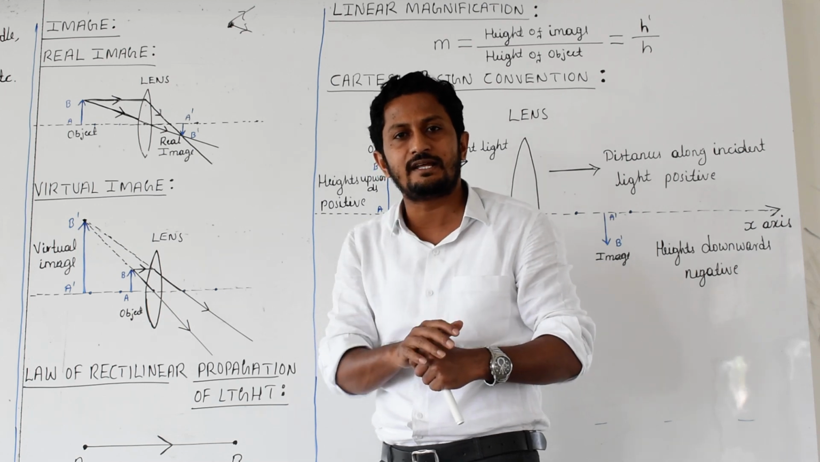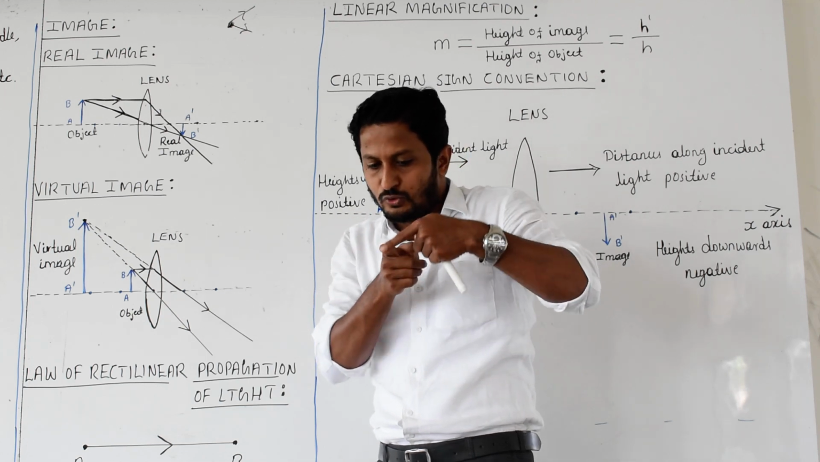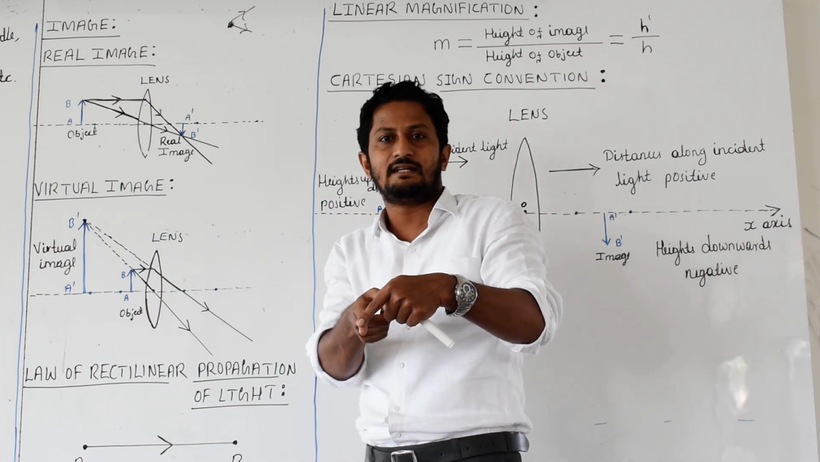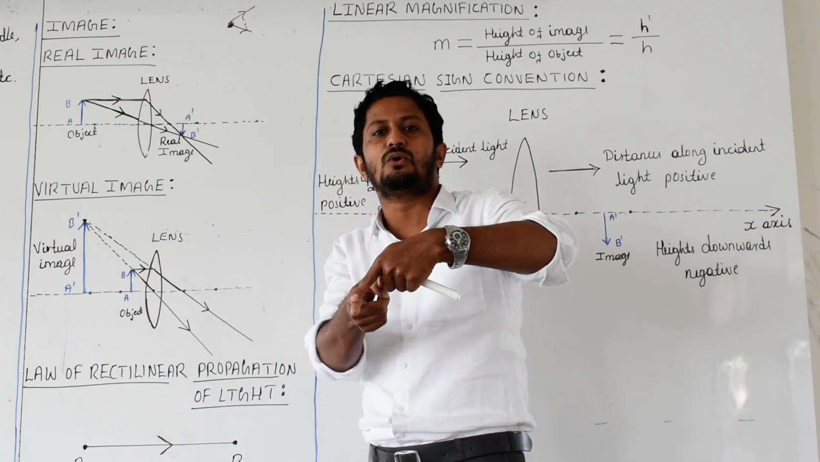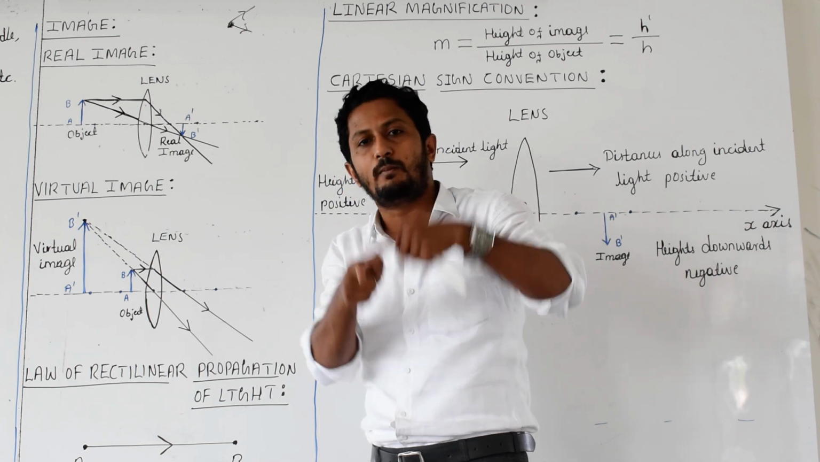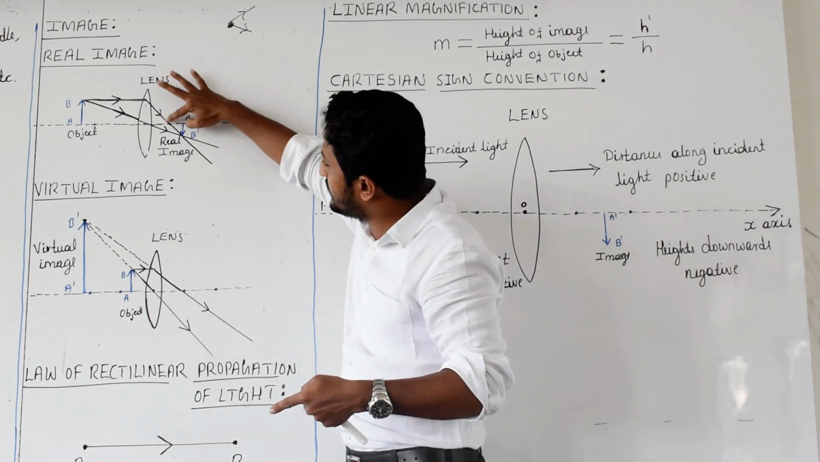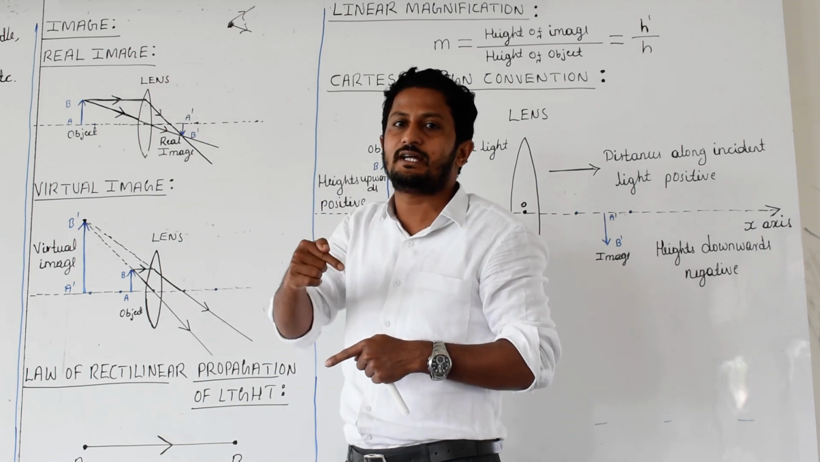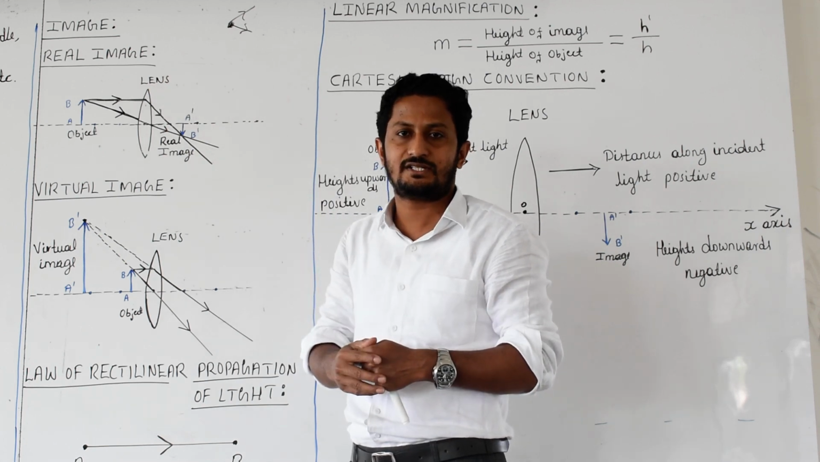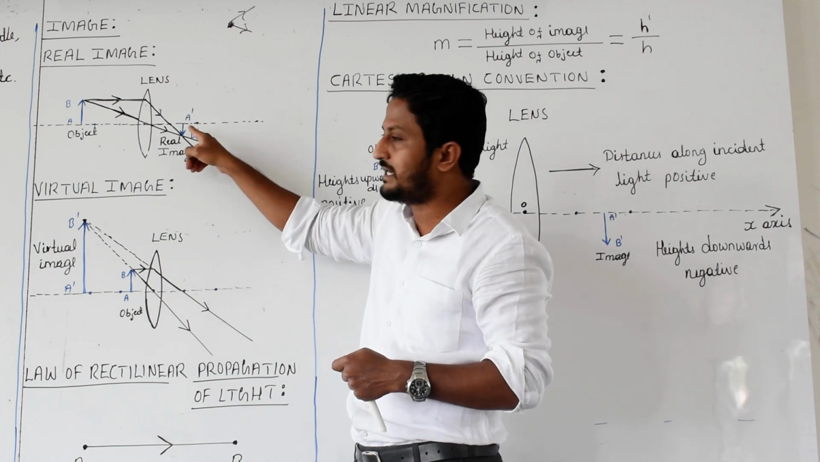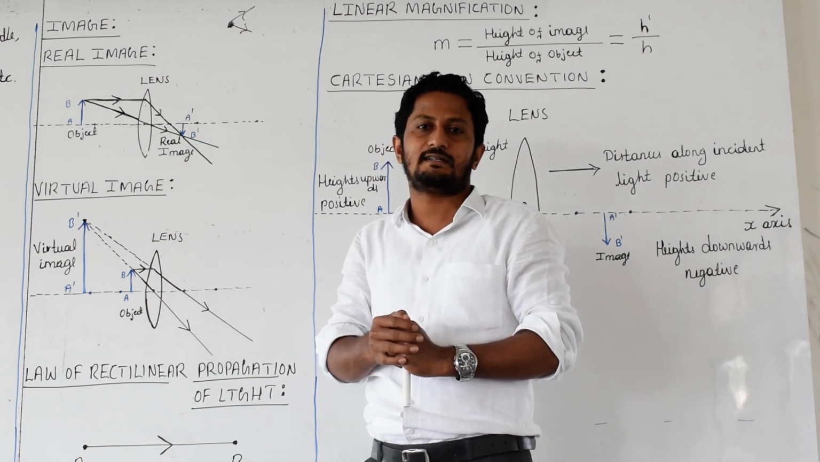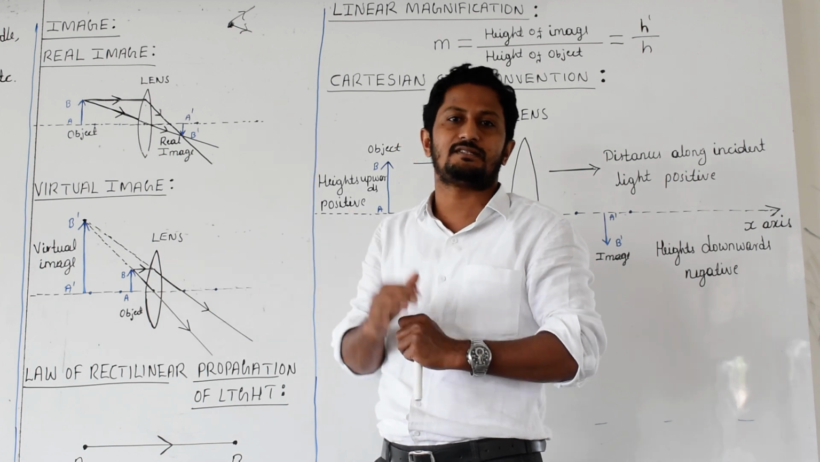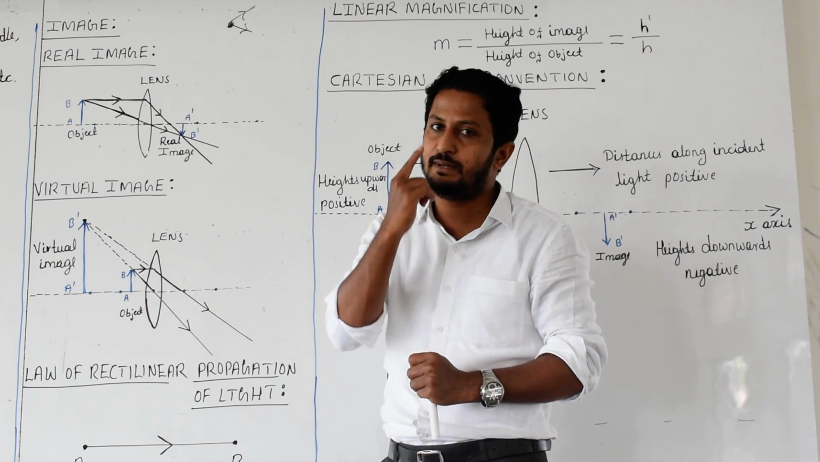Why do we call it real? Because those refracted light rays are actually going to merge. They are actually going to meet. So we call it a real image. Really, that image is existing there. That image shows its physical appearance. Getting what I mean to say?